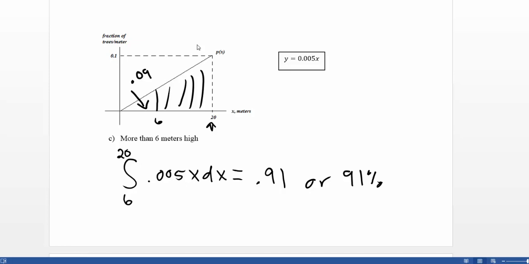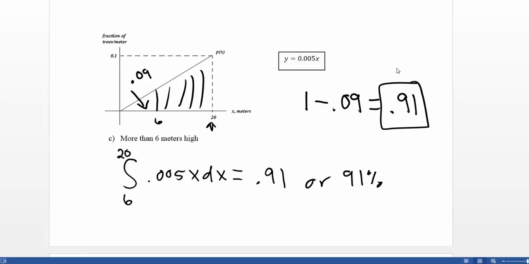However, if we want to find the percentage of trees that are more than 6 meters high, and all trees either have to be less than 6 meters or more than 6 meters, what we could have done is 1, which is 100%, minus the percentage that was less than 6 meters, which gives us the remaining percentage of trees, which was 91%. So if you're looking for the opposite of something you have found, you can subtract it from 1 to get the complementary fraction of the population, as long as the two complements represent the entire population.